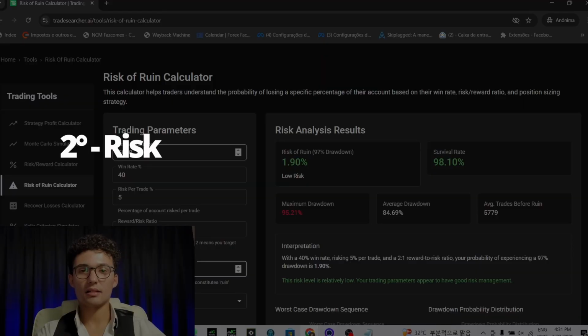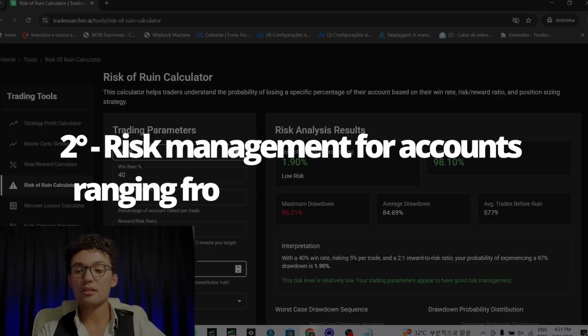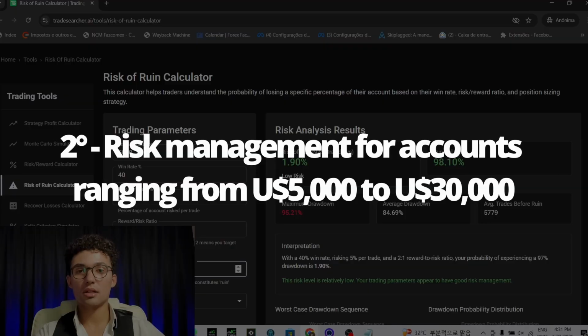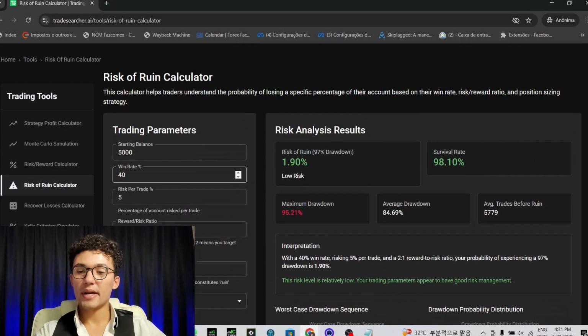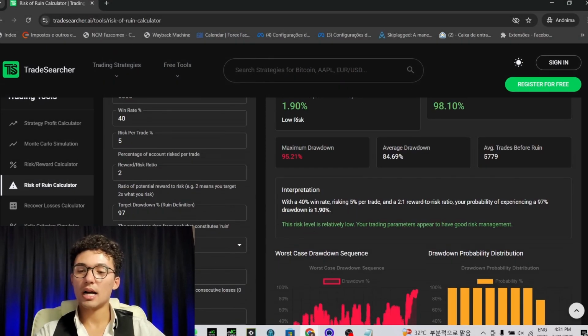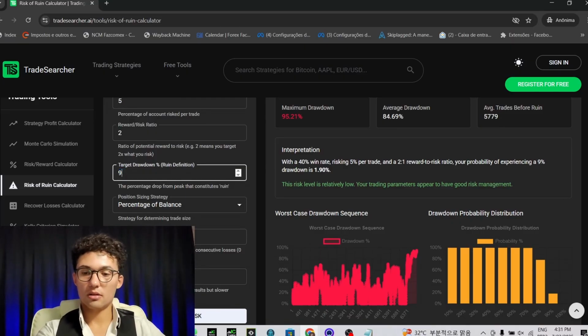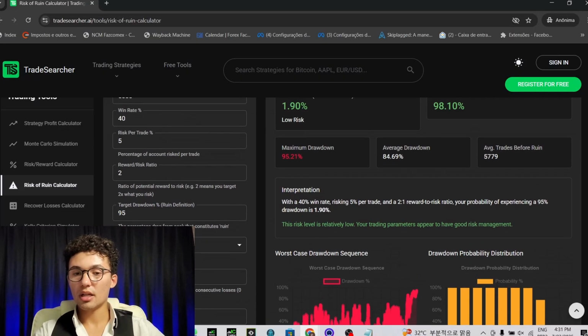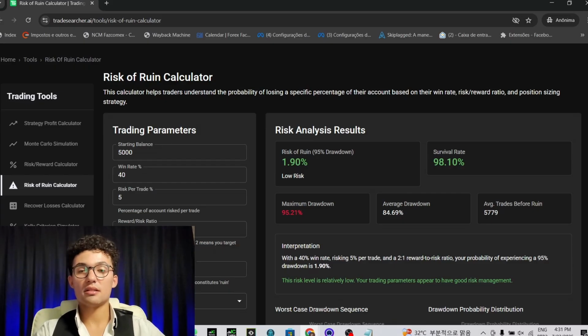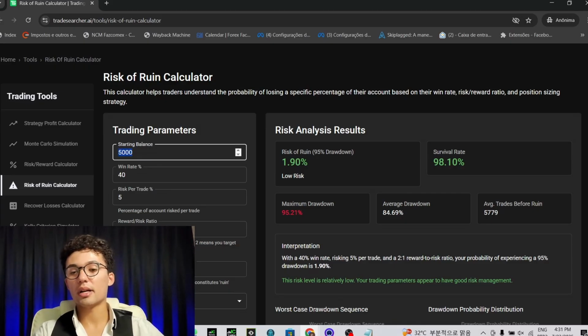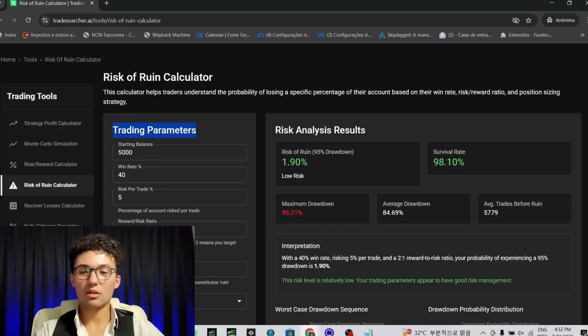Okay guys, this is the second topic, and I will talk about how you should manage your risk if you have from $5,000 to $30,000, okay? The metric here of the strategy, I will keep the same. It's the same thing, 40% win rate, 1 to 2 risk return. We'll keep here ruin definition, it was 95, okay? And of course, the number will continue the same because it's the same metrics. The starting balance doesn't really matter because, again, it's about percentage. But I changed it here to set as 5,000 because I changed it in the topic before, okay?